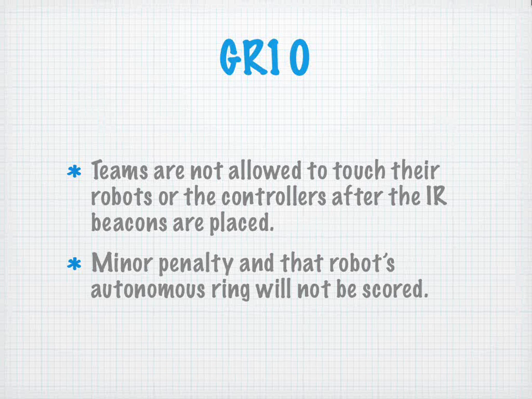Game rule 10: teams are not allowed to touch their robots or the controllers after the IR beacons are placed. If that happens, then they get a minor penalty, and the robot that belongs to the team that violated the rule, its ring won't be scored.